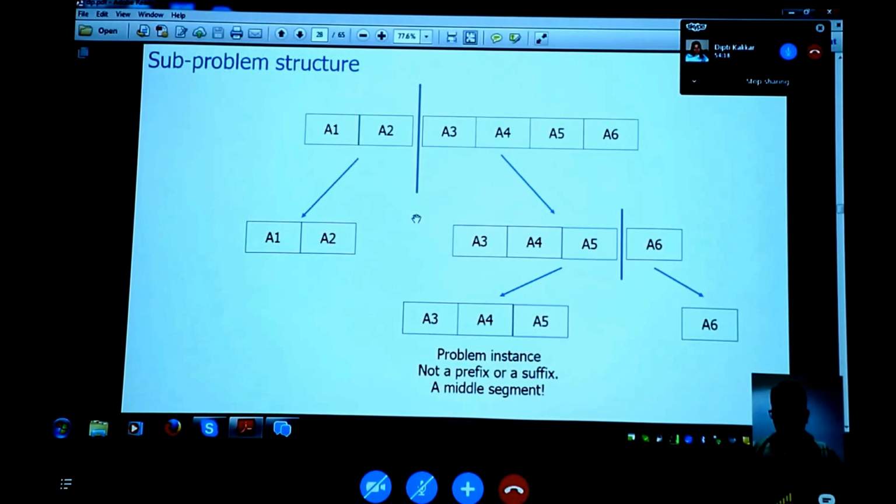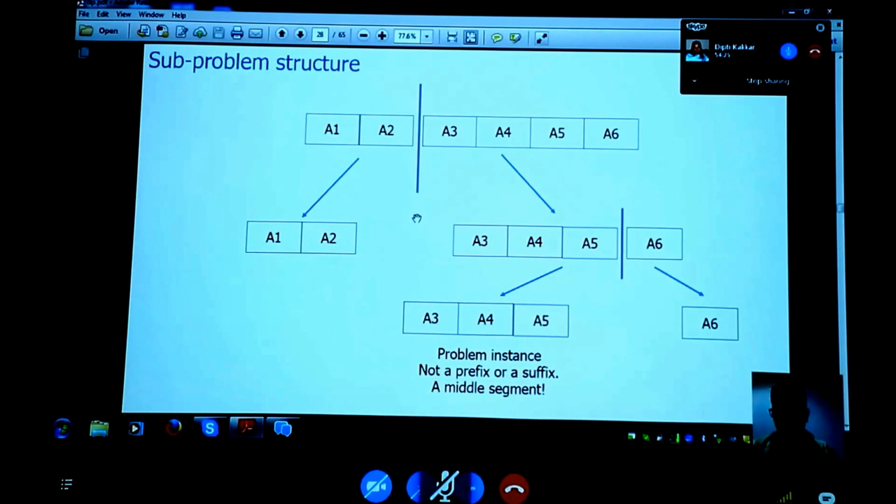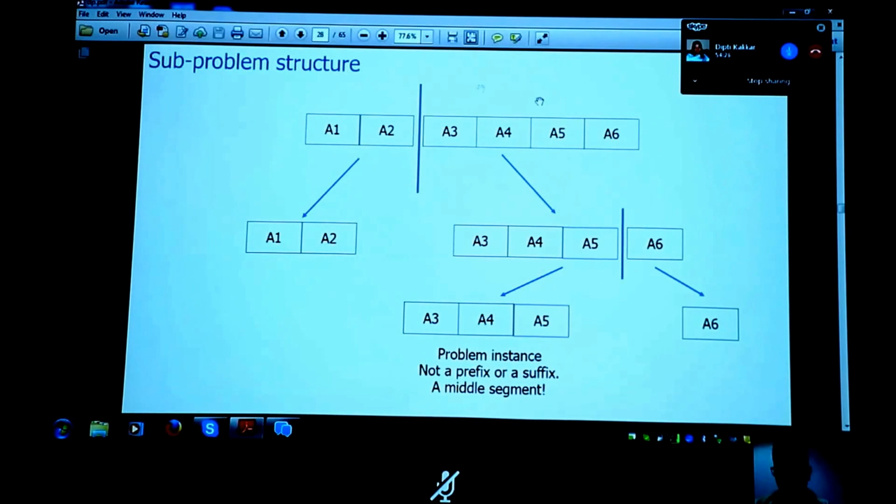All right. So now let's look at how these subproblems look like. For example, if this is my problem and this was my top split, then it will give rise to two problems. One is a1, a2. The other is a3, a4, a5, a6. Now, if my best split here is this, then I'll get two more problems: one is a3, a4, a5, another is a6.